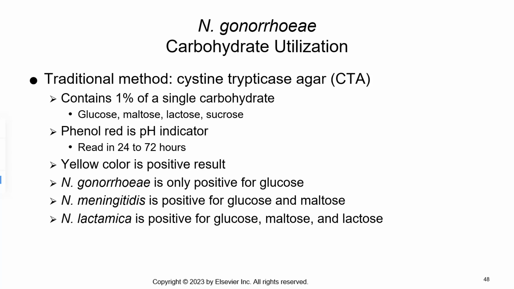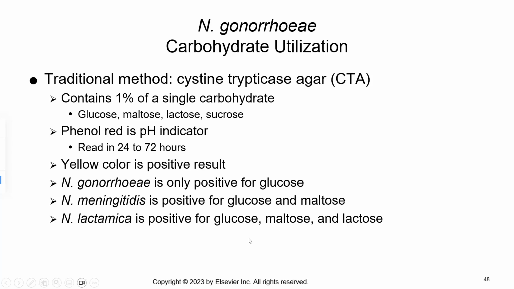Cysteine trypticase agar, or CTA, contains 1% of a single carbohydrate: glucose, maltose, lactose, or sucrose. Phenol red is the pH indicator, and it's red for 24 to 72 hours. Yellow color is a positive result. So N. gonorrhoeae is only positive for glucose. N. meningitidis is positive for glucose and maltose. N. lactamica is positive for glucose, maltose, and lactose.